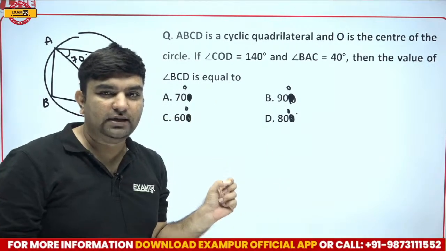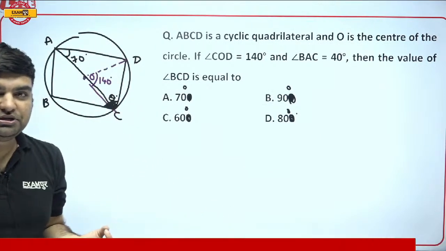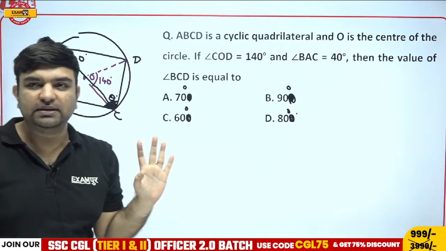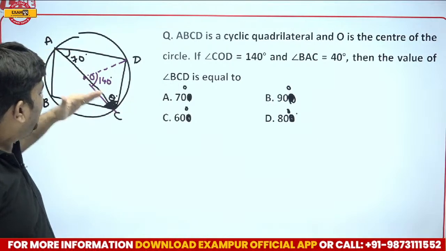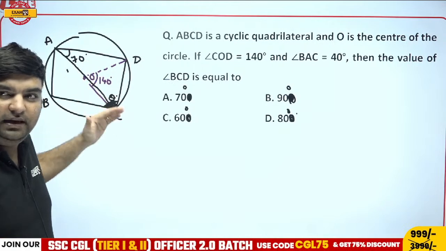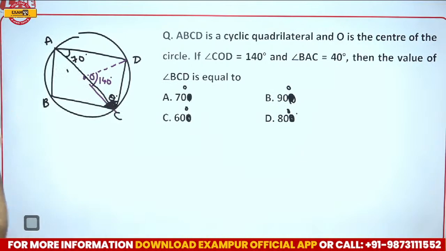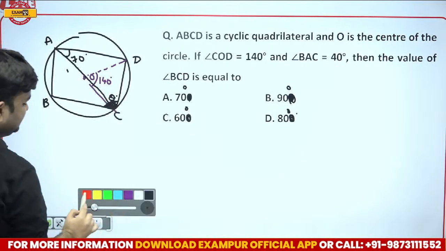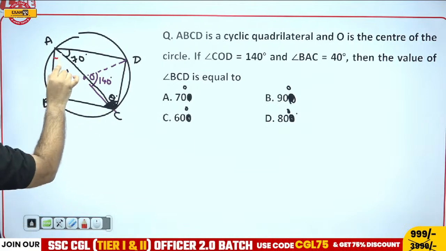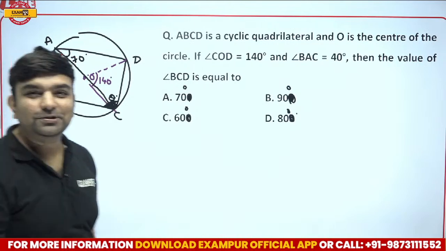Intentionally, I have made sure that I should not pass it through the center because it's not compulsory. Because once I get this angle, I will definitely get this angle. In a cyclic quadrilateral, sum of opposite angles is 180. Angle BAC is already given. Your job is done, my dear.